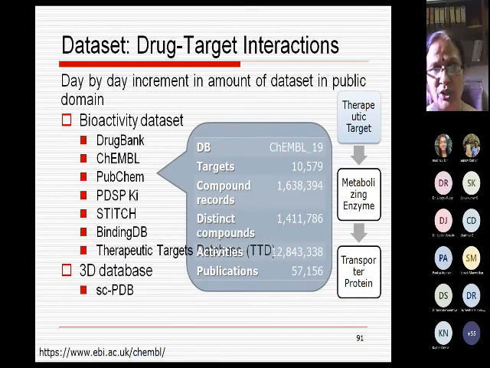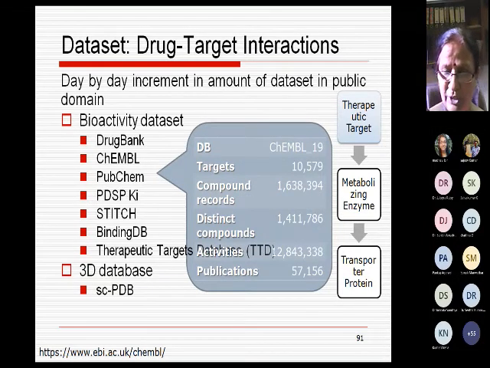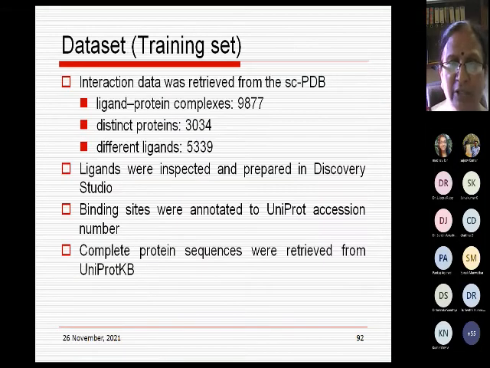There were many databases available for bioactivity data sets. Initially, we started with the PDB data set, which also has the 3D structure. So we used both the 2-dimensional primary sequence as well as the 3D structure for the descriptors of the proteins. We used this PDB data set for the collection.